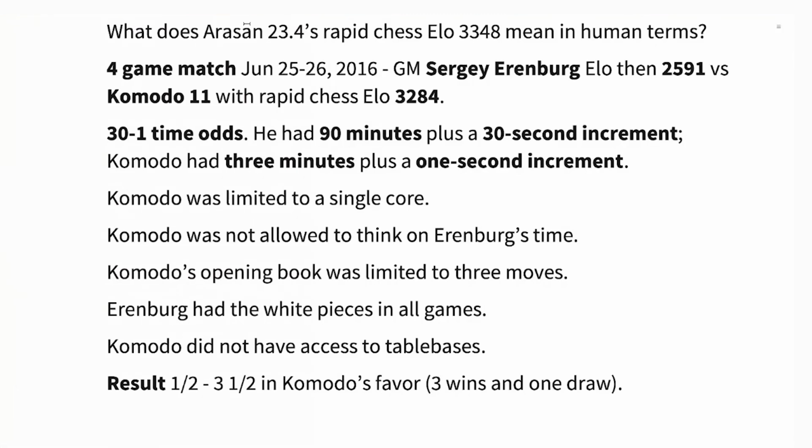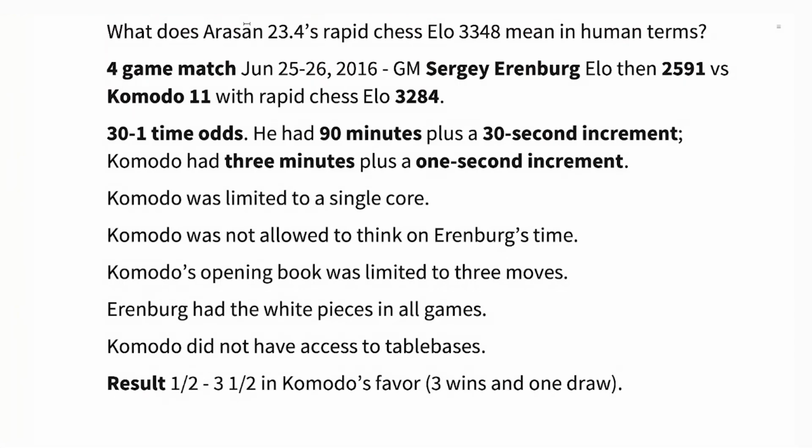And if we drop down, we can look at some of the facts about the game. Komodo was limited to 1 core, not allowed to think on Ehrenberg's time. The opening book of Komodo was limited to 3 moves. Ehrenberg had the white pieces in all games, which is an advantage. And Komodo did not have access to endgame table bases.